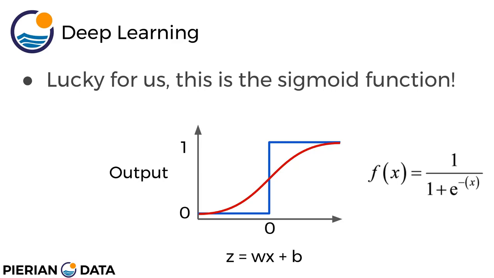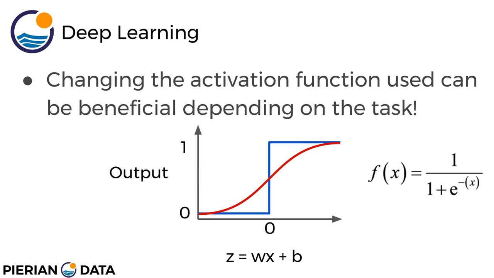And the sigmoid function is just f of x is equal to 1 over 1 plus e to the negative x. And we could replace x here with z. So we have z is equal to wx plus b. So we just take that whole thing, that z, and plug it into the sigmoid function. So we'd have f of z is equal to 1 over 1 plus e to the negative z. And that would be our sigmoid function for the activation function. So changing the activation function used can actually be really beneficial depending on the particular task we're trying to complete. And we'll get into more detail on that later on when we actually implement our own neural networks.